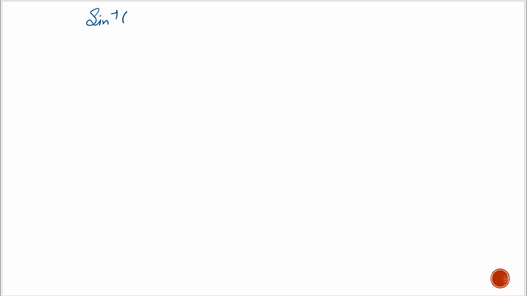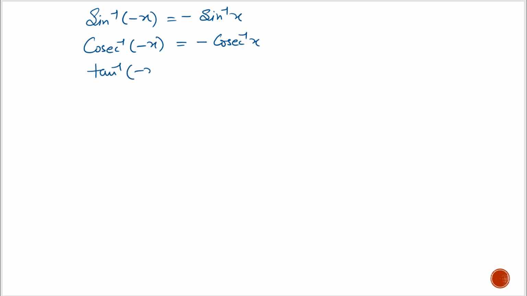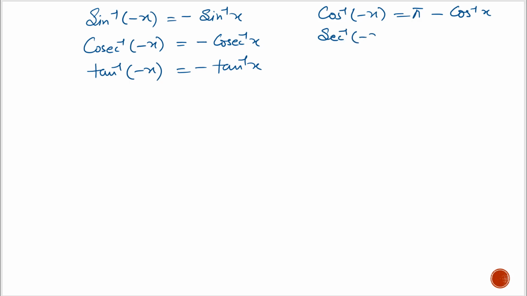Some more formulas. Sin inverse minus x is minus sin inverse x. Cosecant inverse minus x equals minus cosecant inverse x. Tan inverse minus x equals minus tan inverse x. But in the case of cos, sec and cot, we will take pi minus. So first, cos inverse minus x equals pi minus cos inverse x. Sec inverse minus x equals pi minus sec inverse x. And cot inverse minus x equals pi minus cot inverse x.